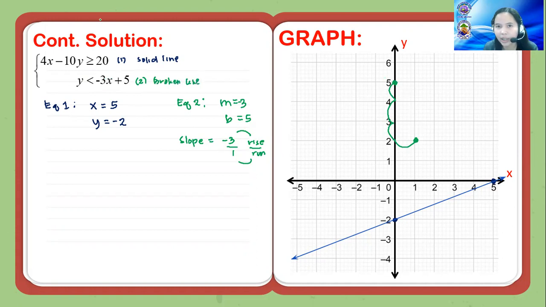So to have a straight line, let's have a pattern first. Here it is. Let's have just a pattern to draw a broken line.